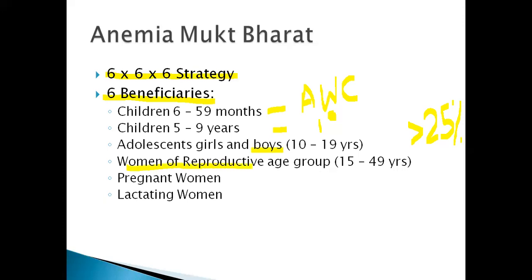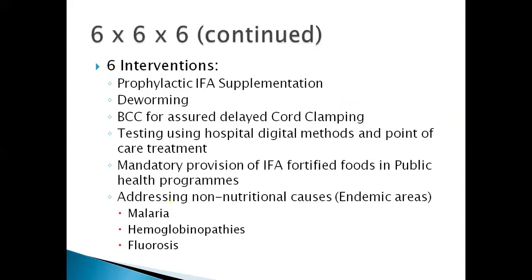Then obviously we have the women of reproductive age, and the pregnant women and the lactating women. So those were the 6 beneficiaries. Now we have the 6 interventions. We have prophylactic iron and folic acid supplementation, where the dose and the delivery mechanism vary with the age group. Then we have deworming using albendazole tablet. Again, the dose varies depending on the age group being catered to.